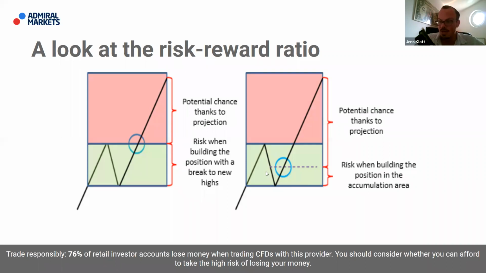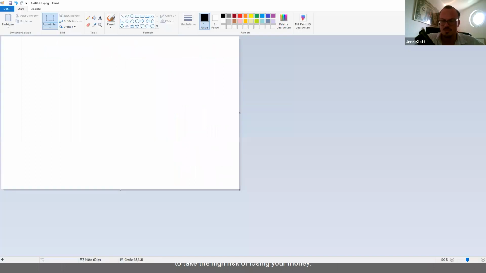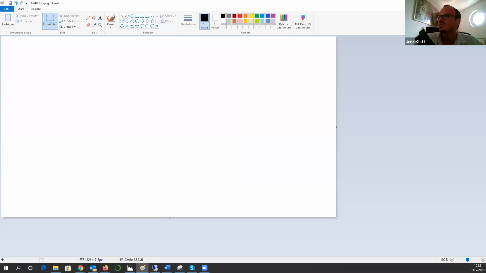So that's one example. Now I'd like to show you the other example. There we go. And there we want to use this structure again with higher highs and higher lows, and now we'd like to ask a question here.